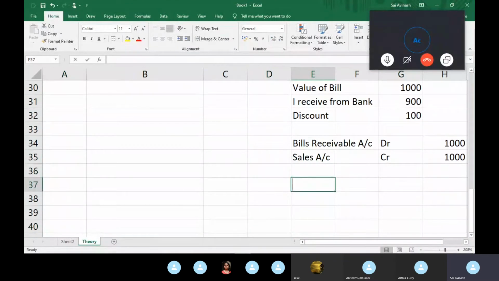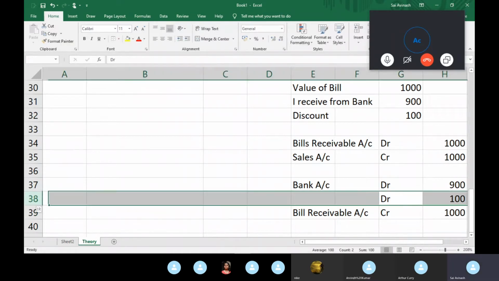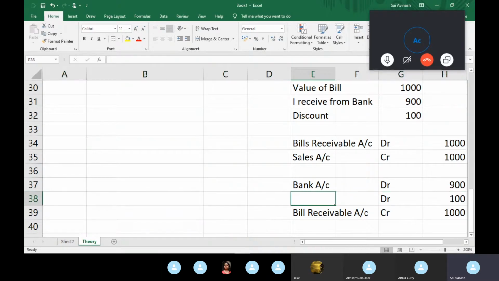Now, if the bank is going to pay you 900, your bills receivable, that is the bill you have, is no longer with you, which means the value of the asset reduces by 1,000 because you're giving up the entire bill, and the balance is a loss for you because you could have got 1,000 if you had presented the bill on the date of maturity. But instead, you ended up giving it to your bank today, and for that, you're incurring a loss of 100. And you're calling it discount on bills. Right? This is a loss.